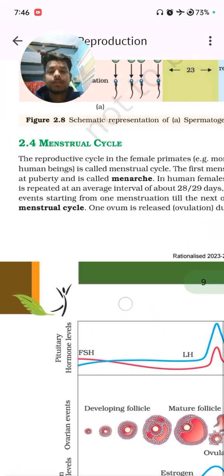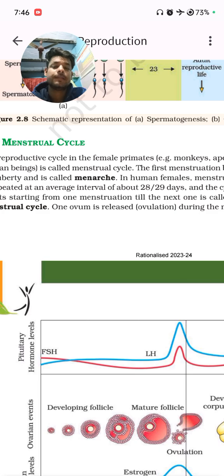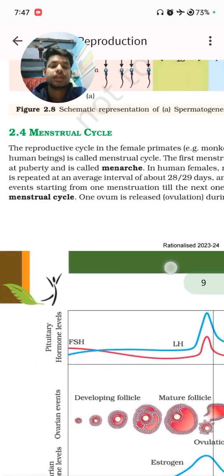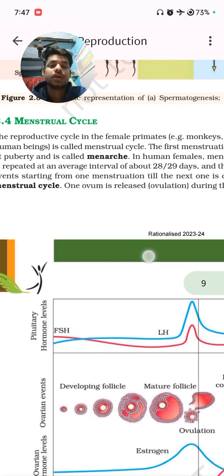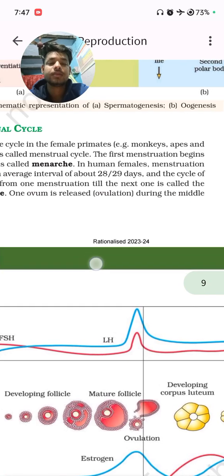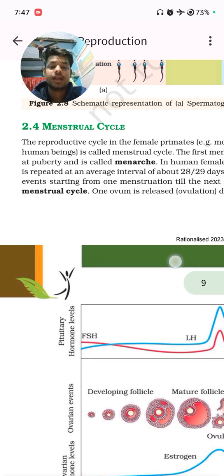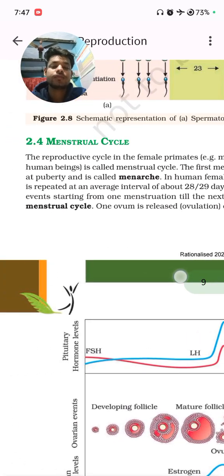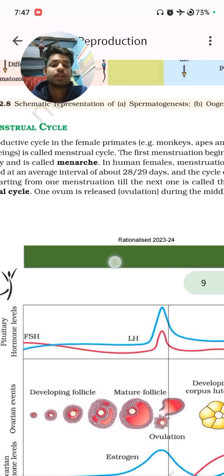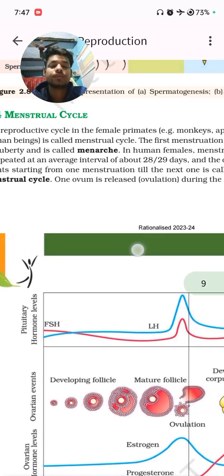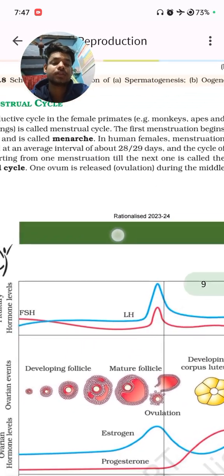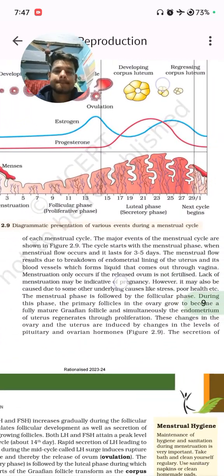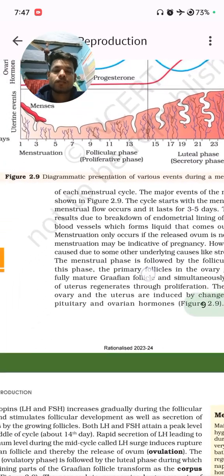Menstrual cycle. The reproductive cycle in female primates, for example apes and human beings, is called the menstrual cycle. The first menstrual cycle begins at puberty and is called menarche. In human females, menstruation is repeated at an average interval of 28 to 29 days, and the cycle of events starting from one menstruation till the next is called the menstrual cycle. One ovum is released (ovulation) during the middle of each menstrual cycle.